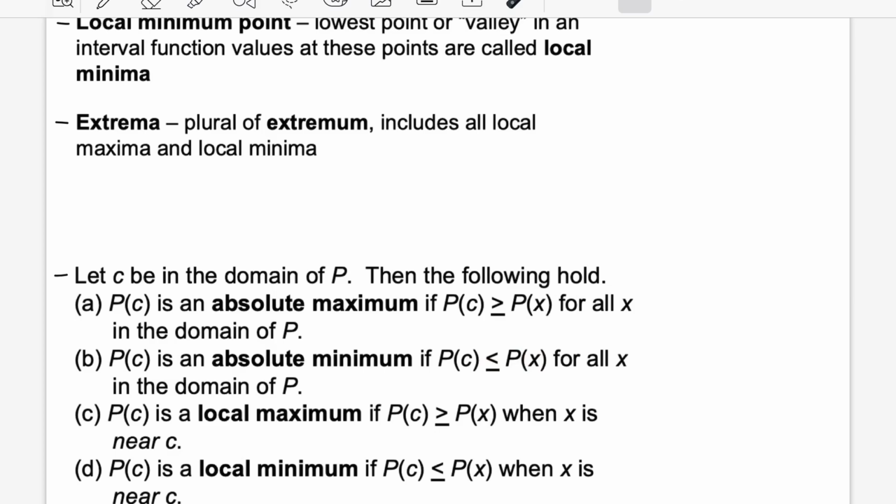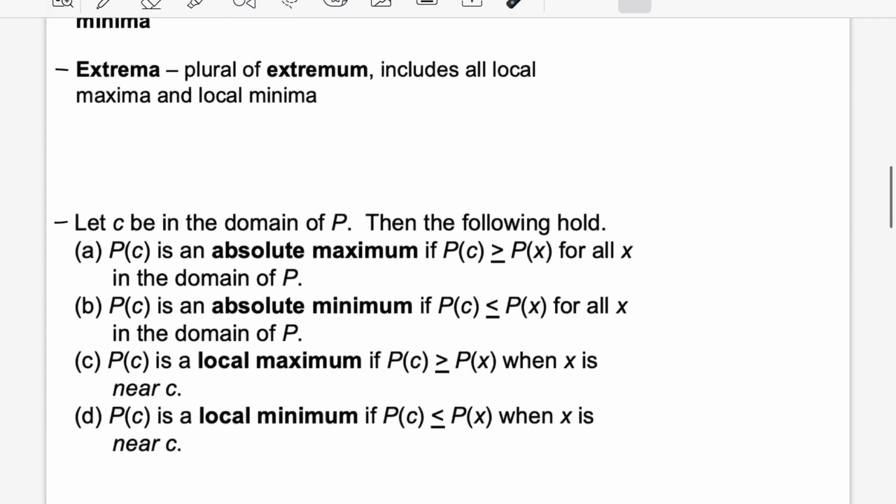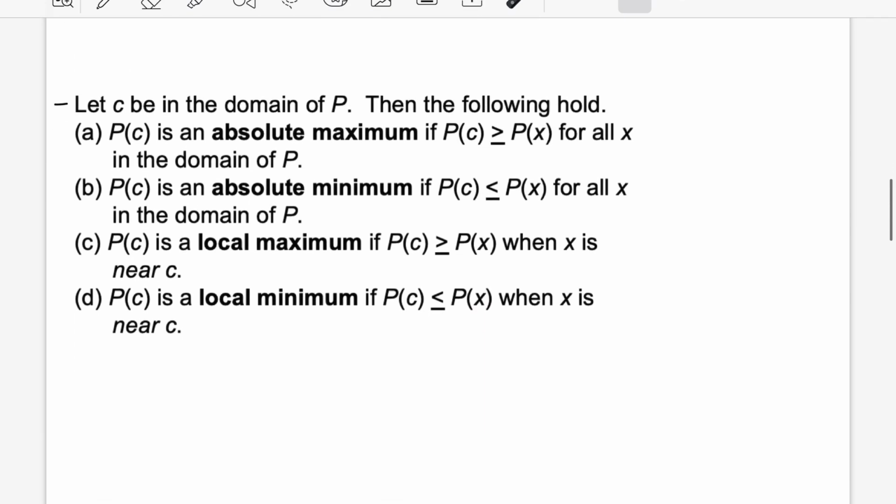Now the next two are our local extrema. So P of C is going to be a local maximum if P of C is greater than P of X when X is near C. So that's where the absolute and local extrema differ. For absolute extrema, this has to occur for all X in our domain, whereas for local extrema, it's just when X is close to this value C. Okay. And the same is said for our local minimum here. P of C is going to be a local minimum if P of C is less than P of X when X is near C.